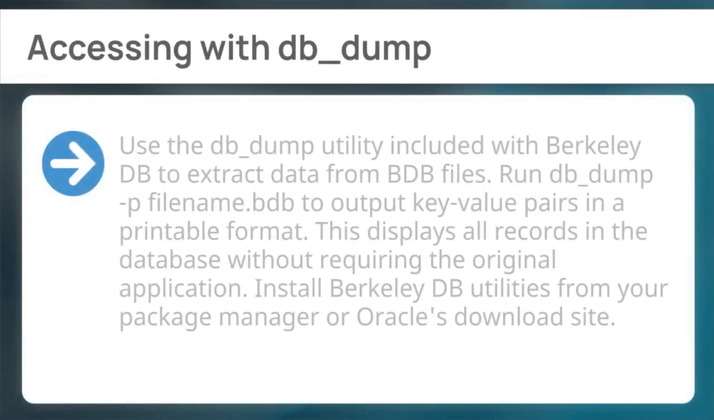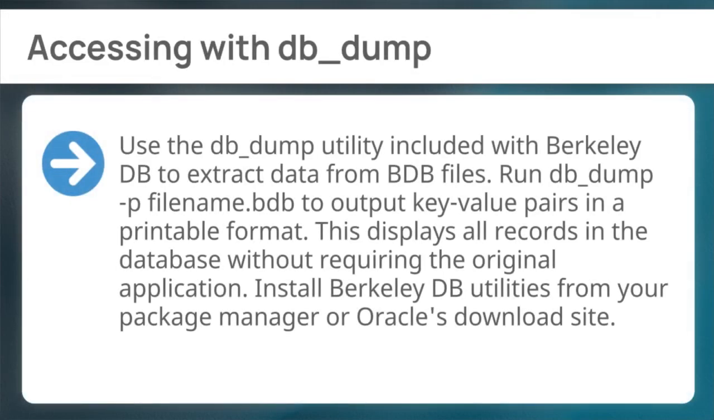First, accessing with db_dump. Use the db_dump utility included with Berkeley DB to extract data from BDB files. Run db_dump -p filename.bdb to output key value pairs in a printable format. This displays all records in the database without requiring the original application. Install Berkeley DB utilities from your package manager or Oracle's download site.